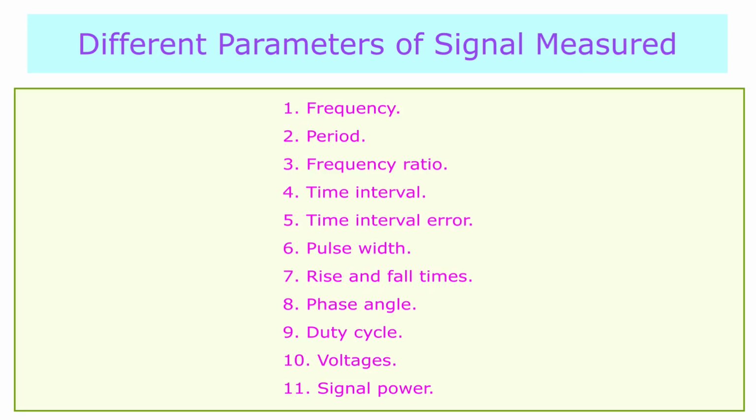The different parameters of a signal that can be measured by a frequency counter include frequency, period, frequency ratio, time interval error, pulse width, rise and fall times, phase angle, duty cycle, voltages, signal power, etc.